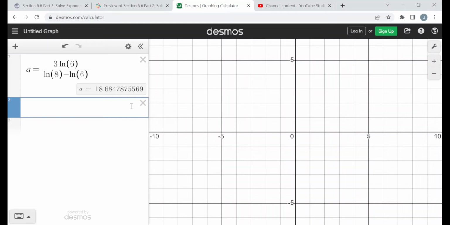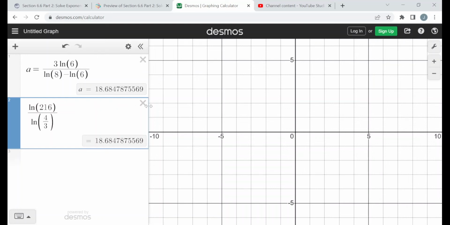So over here, let me punch that in. Natural log of 216 divided by the natural log of 4/3. And you see it's the exact same number. 18.6847875569, and so on. So yeah, just a couple ways of doing the same thing. You're finding a solution to some exponential equation, eventually using logarithms at some point.